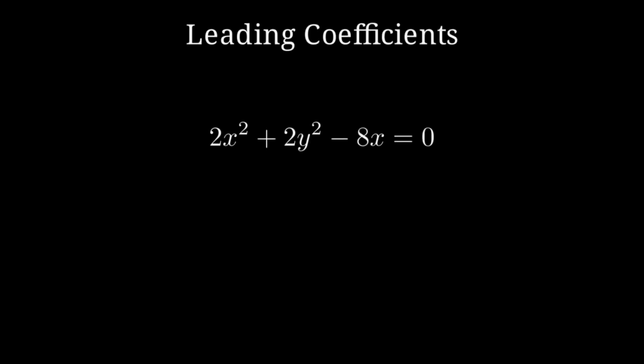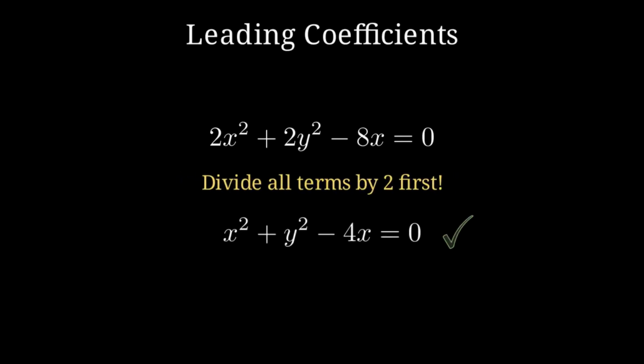If the x squared and y squared terms have a coefficient other than 1, divide the entire equation by that number before you begin. Completing the square is much easier when the leading coefficients are simplified to 1.